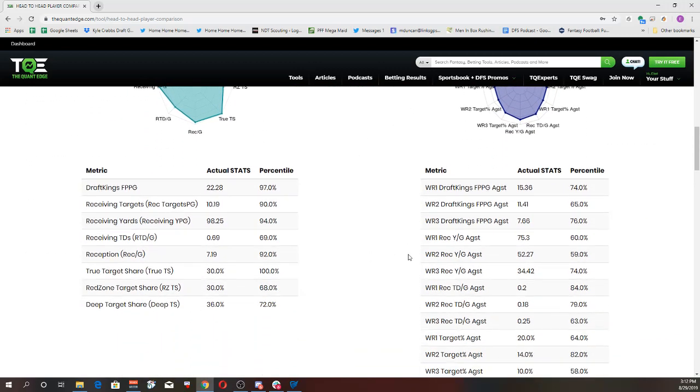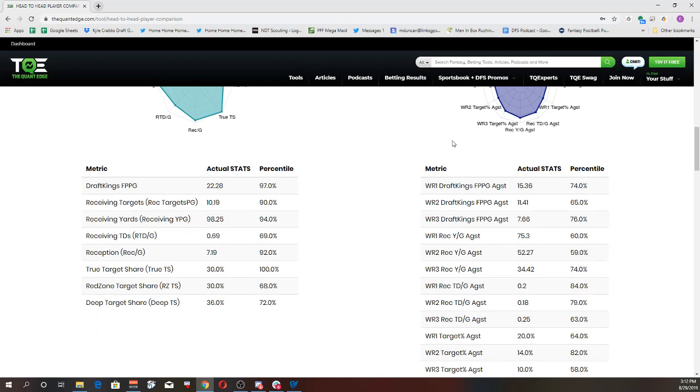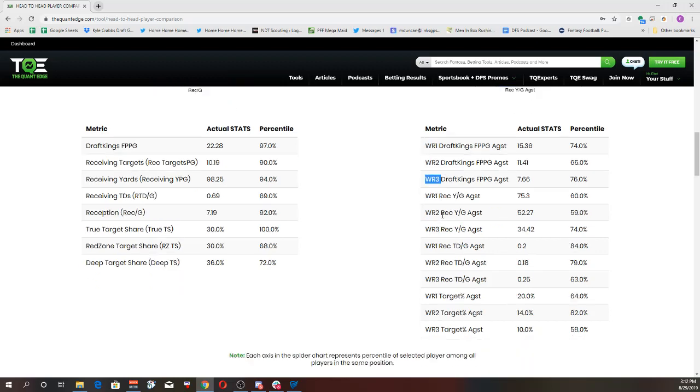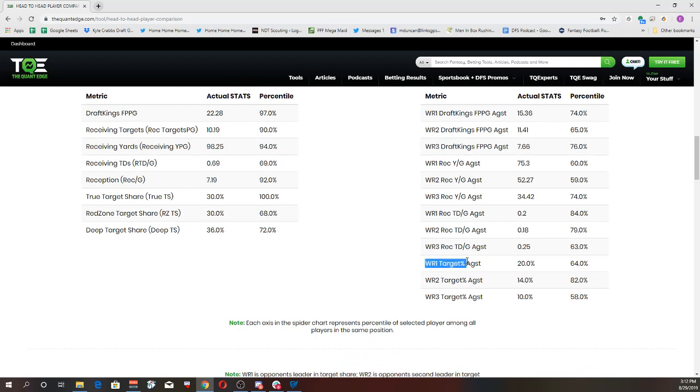One thing we really wanted to do was not all wide receivers or tight ends are created equal. So how do the Jaguars perform against wide receiver 1s versus wide receiver 2s versus wide receiver 3s? What's the target share that wide receiver 1s get against the Jaguars? 20%? That's 64th percentile. Wide receiver 2s only get 14%. Makes a lot of sense.